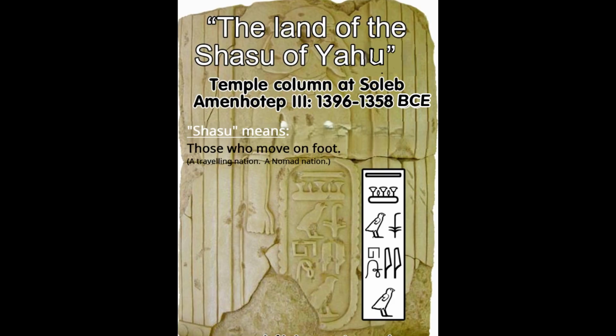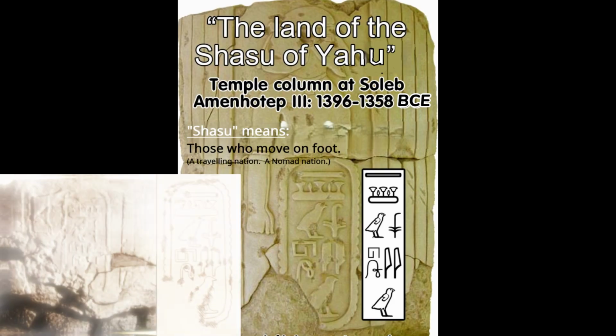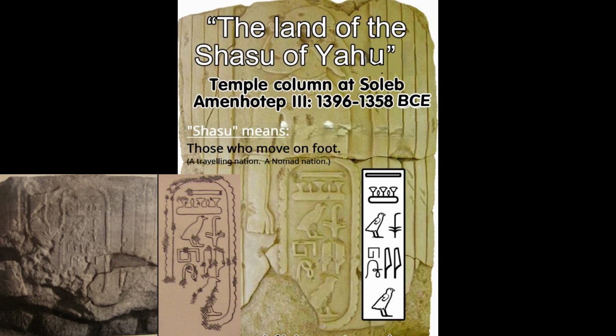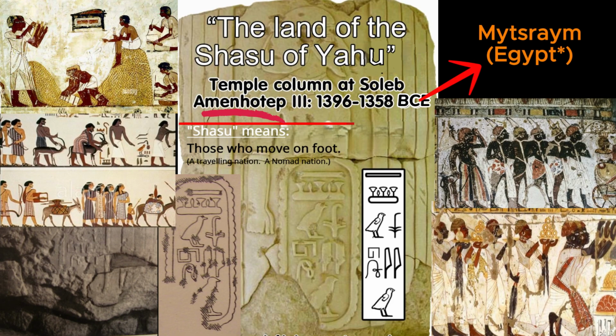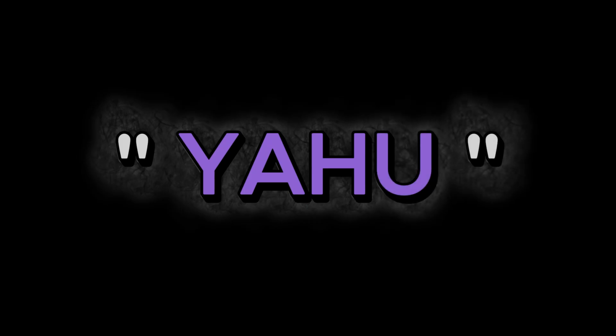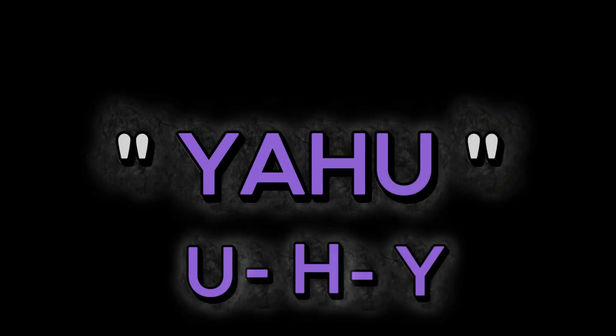Historical attestation of Yahu. Epigraphic evidence from the ancient Near East, including the Soleb inscription referencing the Shasu of Yahu. This demonstrates historical use of Yahu as a divine name element associated with Semitic peoples. This supports the antiquity and preservation of the consonantal root Yahu, or YHU, independent of later textual traditions.